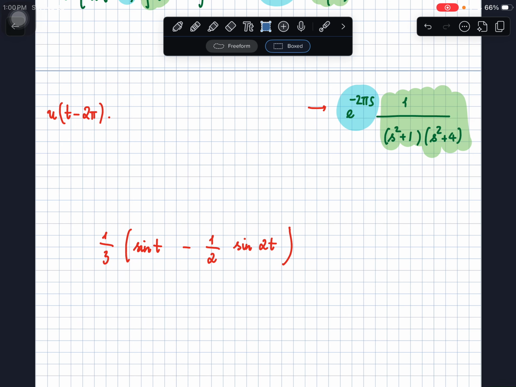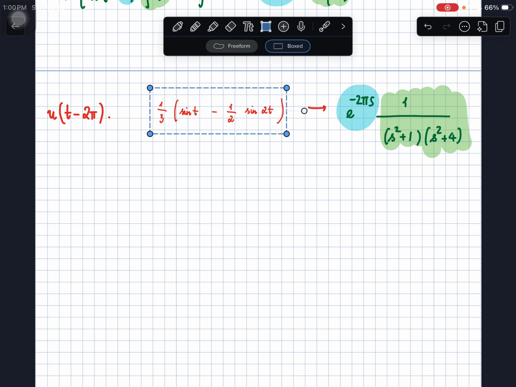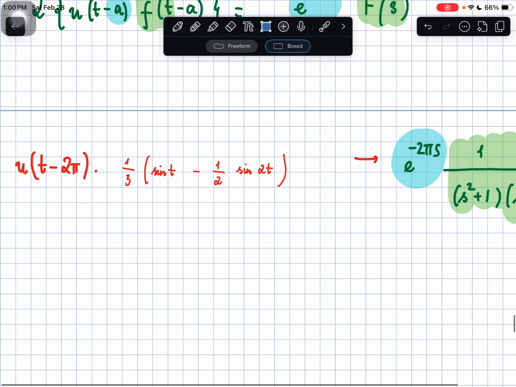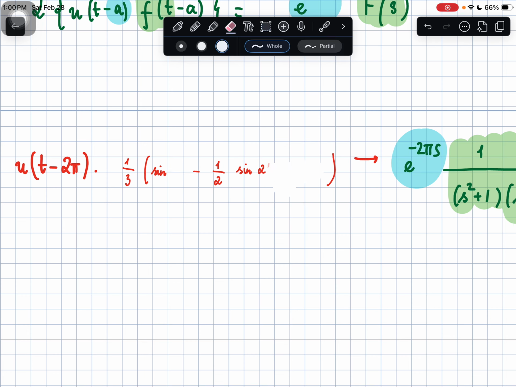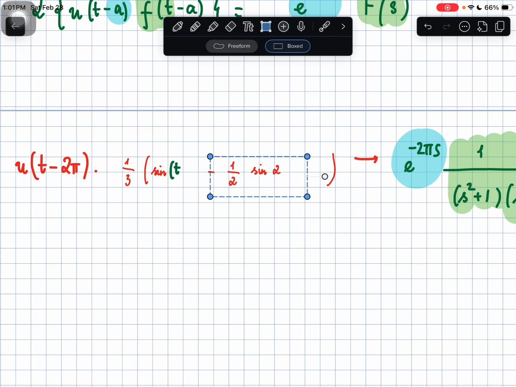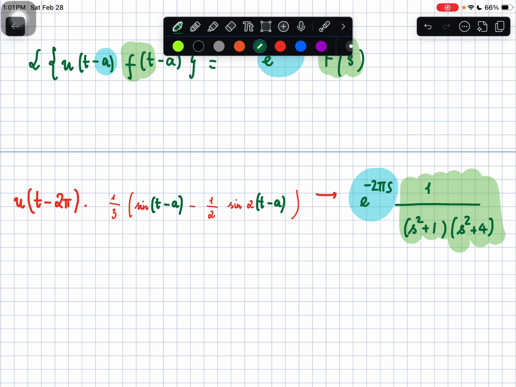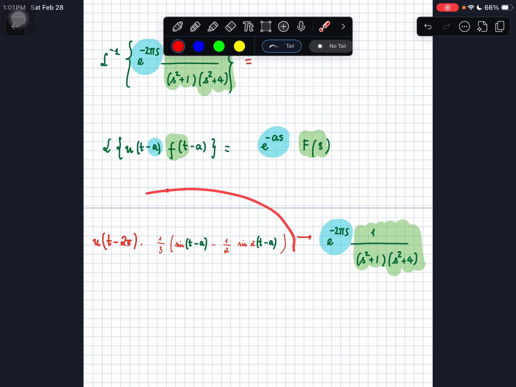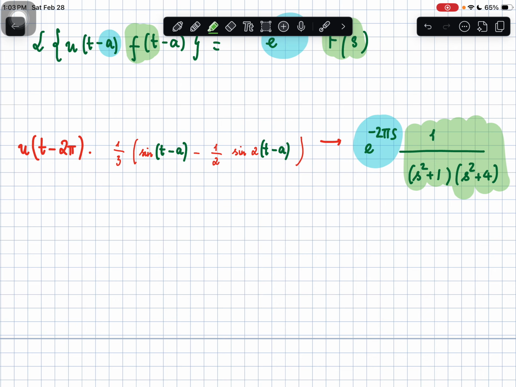We want t minus a. So the place we see t, we put t minus a there. T and t minus a. So this is the inverse transform of this function. Here I need to remember a equals 2 pi.